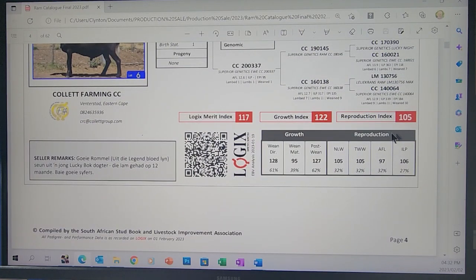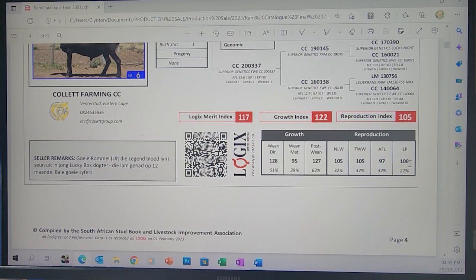So your reproduction values are the accuracies. Just look how low it is. But they've been weighed, especially for wean and post-wean. So there we've got some nice high accuracy. So you can start trusting those growth figures and take note of them. If they're below average, you're going to get below average weight. If they're above average, you're going to be getting above average weight because the figures are already trustworthy.